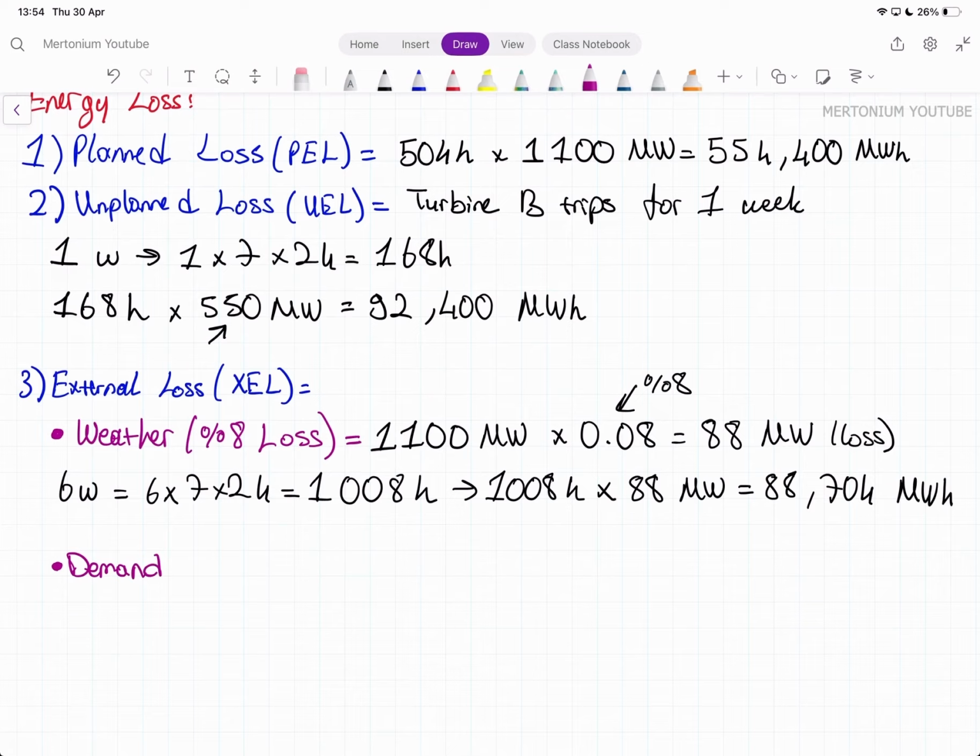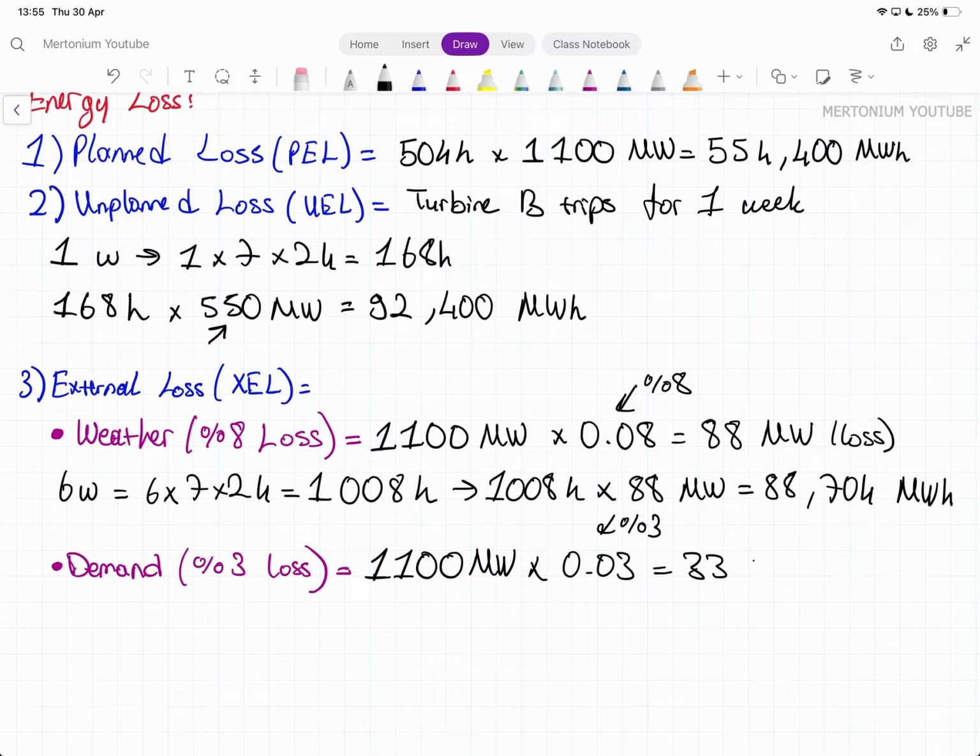Demand was reduced about 3%. So our power also was reduced 3%. So let's calculate it. We have the net power of 1,100 megawatts times 0.03 for this 3%, and we get 33 megawatts loss.